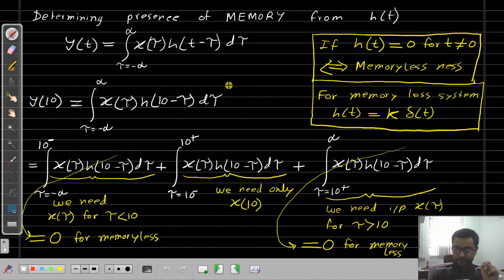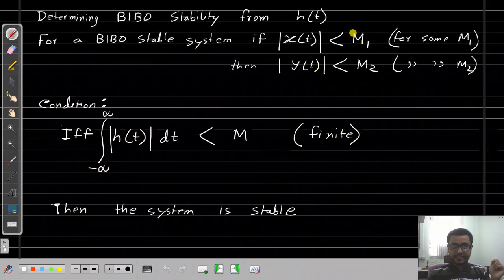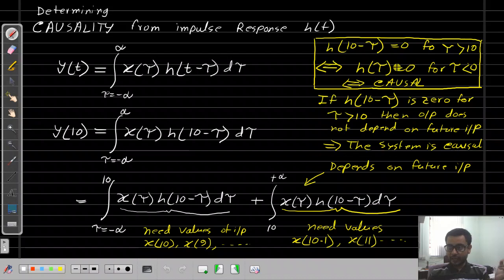Yet for those systems you can determine whether they are causal, memoryless or stable in other ways, from the input output relationship maybe, but you cannot use this formula, this criterion, as the criterion for memorylessness, or for stability, or for causality. These are true only for LTI systems. For other systems, these are not true.